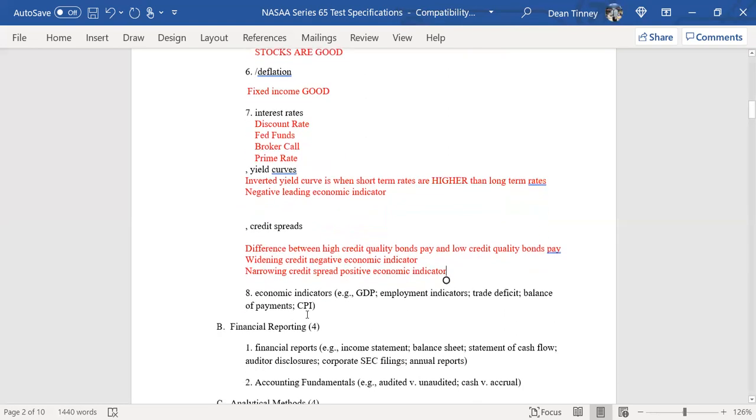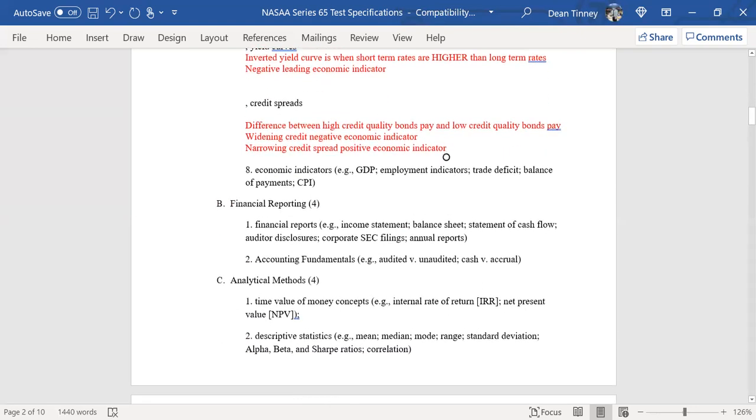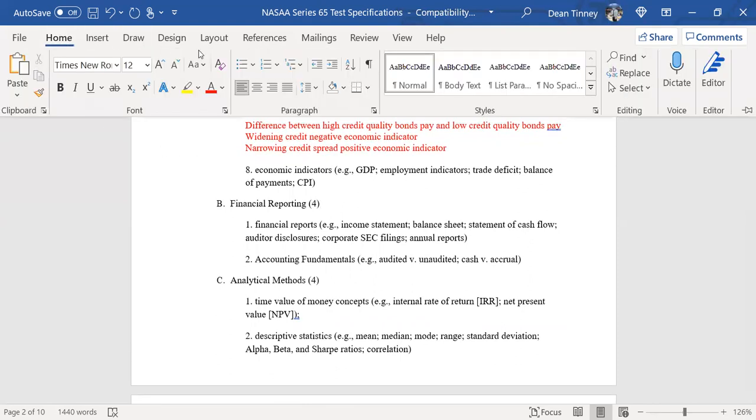Okay, so we talked about GDP. By the way, GDP is a coincident indicator. We talked about employment indicators. We said the Fed wants full employment, so they watch unemployment. We talked about the trade deficit. We talked about debits to the balance of trade and credits. Debits would be U.S. imports. Credit would be U.S. exports to the balance of trade. We talked about the CPI. So let's talk about financial reporting. We said that's where we want to get in today's explication. We're almost there.